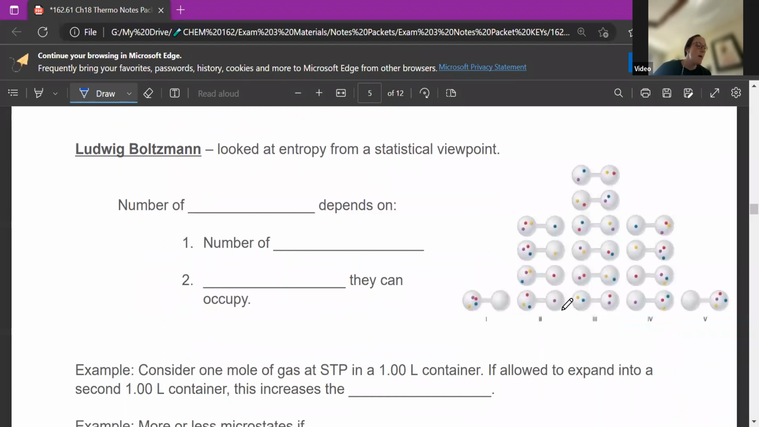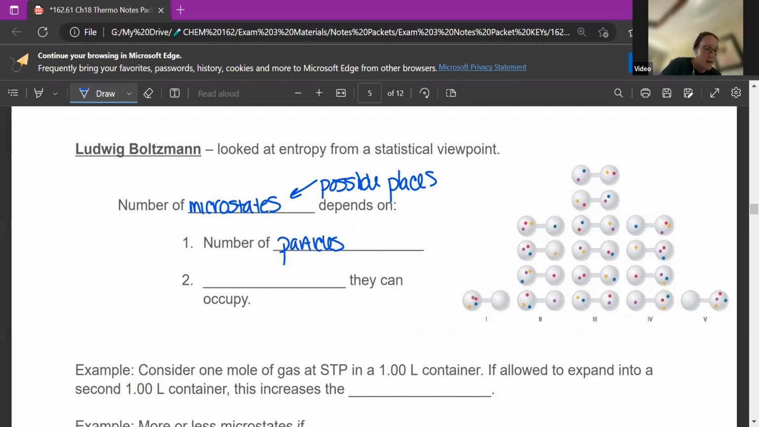Okay, so the number of microstates, if you've taken statistics, this might make a little bit more sense. But microstates are essentially the possibilities, the possible places that things could be. So microstates are possible places. Depends on 2 things. The chaos of the system, or how many possibilities it has, is based on the number of particles and the positions they can occupy. If you have more particles, there are more possible microstates. If you have more space, there are more possible microstates.